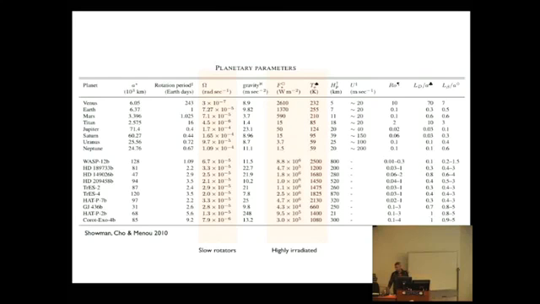And so we can look at this in a bit more detail, if you will, through this table. This is a bit of an old table from half a decade ago now, from a review. And it's basically comparing some of these key numbers for solar system planets and a number of extrasolar planets, mostly hot Jupiters. There may be a hot Neptune in there, but they are mostly hot Jupiters.